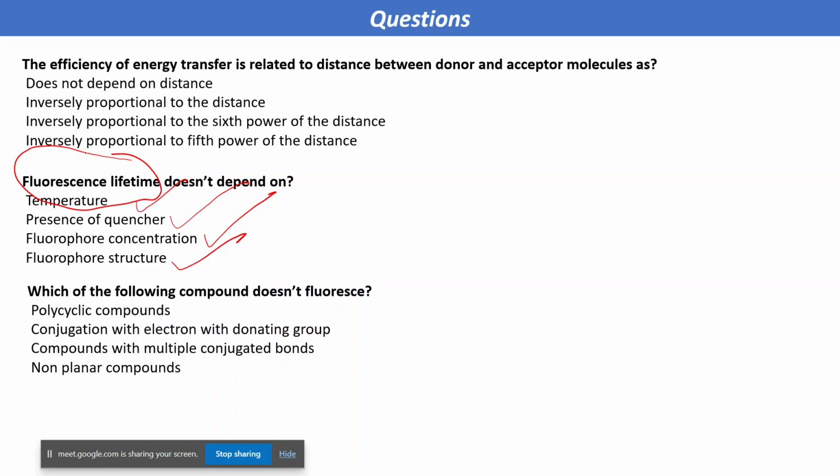So we discussed in a previous class also that fluorescence lifetime does not depend on temperature, quencher, fluorophore concentration, or fluorophore structure. Concentration, correct. The fluorescence lifetime does not depend upon the fluorophore concentration, while it can depend on various external factors like temperature, pH, etc.